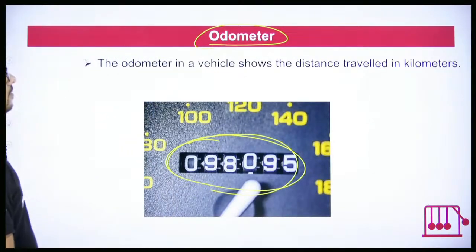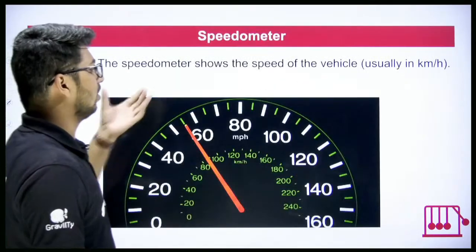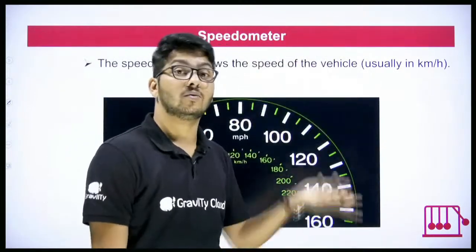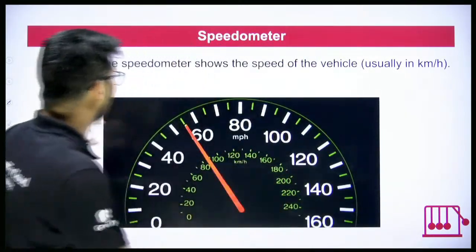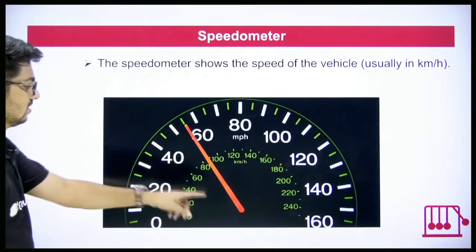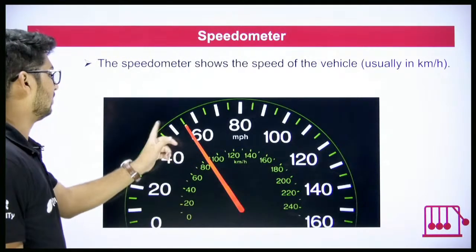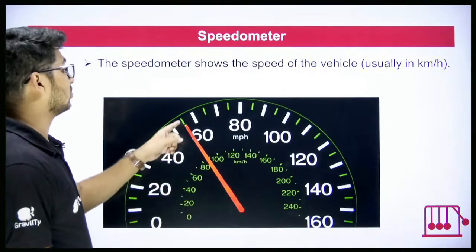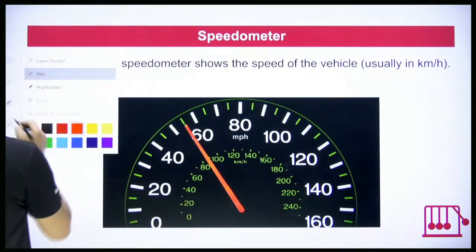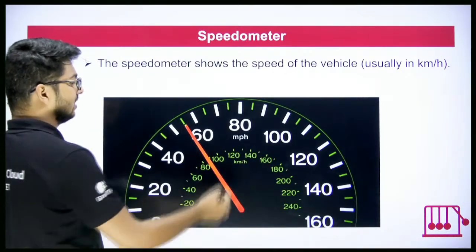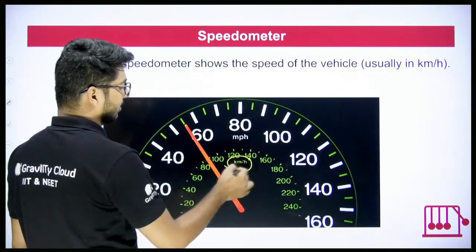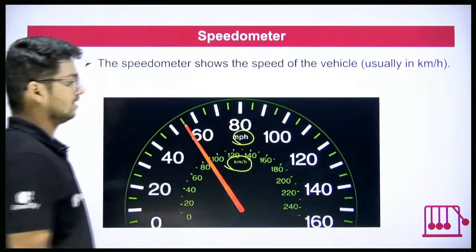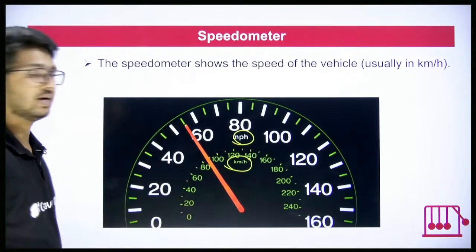Clear? Good. Then we have something called a speedometer. What does the speedometer show? The speedometer shows us the speed directly. You can see this pointer is at where? It's between 40 and 60, then you have 50, 55. So here it is showing the speed, how much? 55. Generally the units are kilometers per hour or miles per hour. It can be anything. So here it is showing miles per hour.